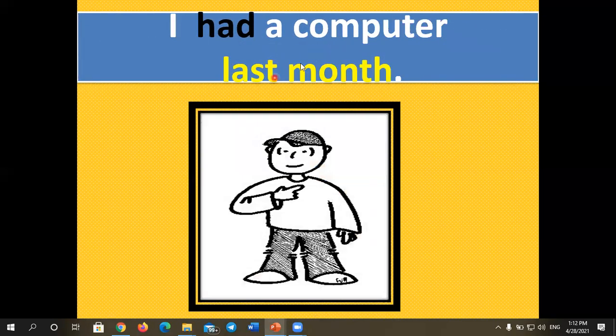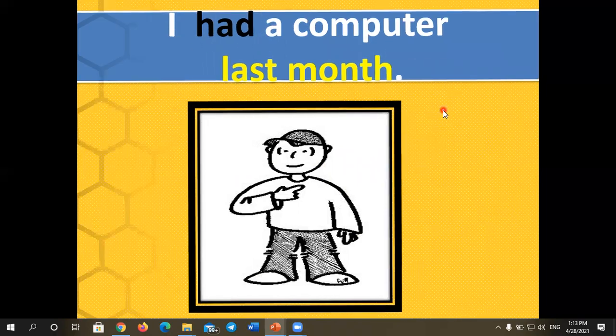I had a computer last month. Where is the verb? Excellent job. It's had. And had is the past verb of have. I had a computer last month. Where is the key word? Last month is the key word, so this is why we use had. I had a computer.